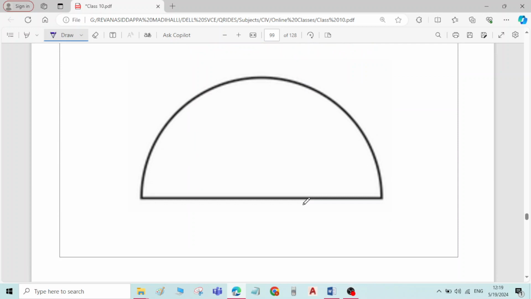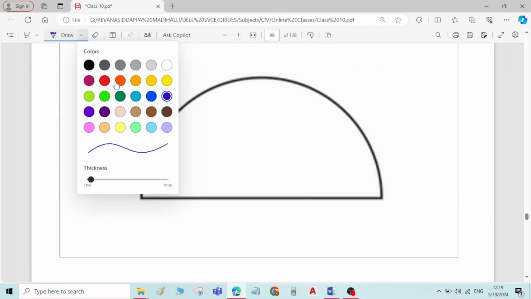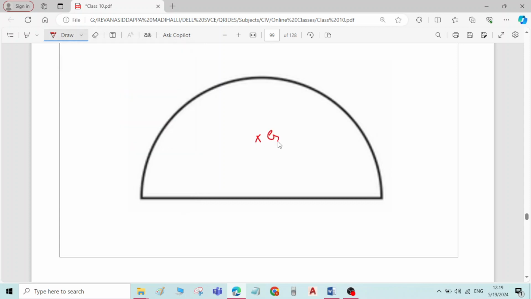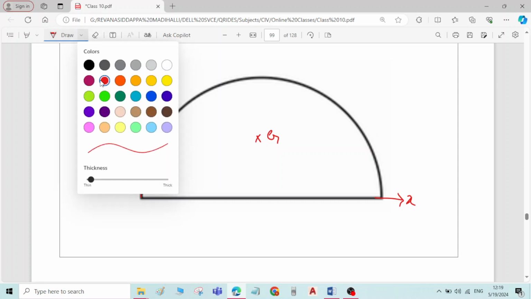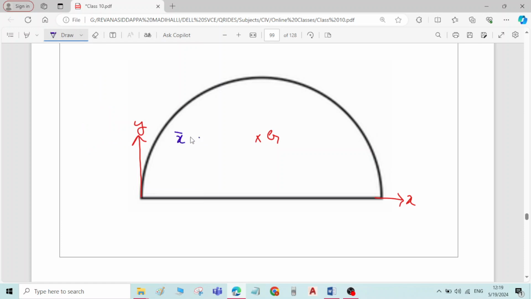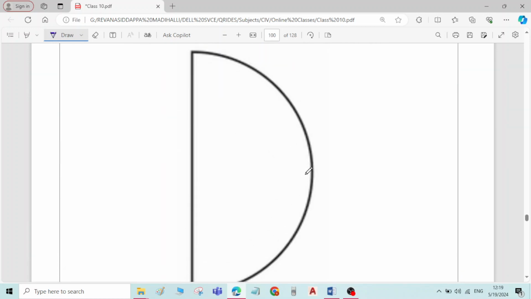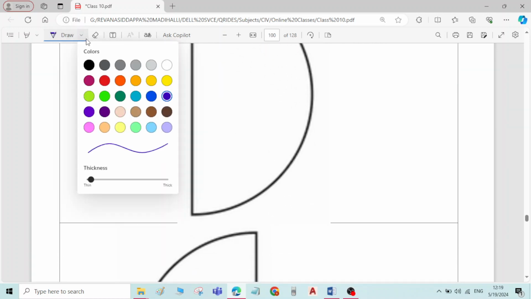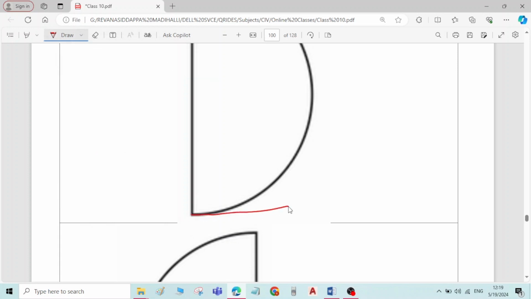Now semicircle. For the semicircle, I'll take G as the centroid. I'll take the reference axis like this, reference x axis and reference y axis. So x bar and y bar will be equal to what? X bar is equal to d by 2, diameter divided by 2, and y bar is equal to 4r by 3 pi, we have derived this equation. Both are positive because the reference axis is in the first quadrant, meaning the semicircle is in the first quadrant. Now I have changed the orientation of the semicircle.